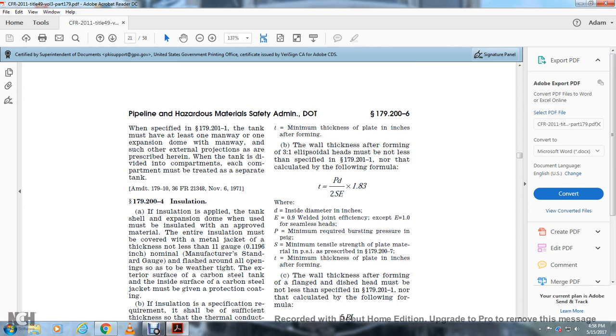B, the wall thickness of a formed 3-to-1 ellipsoid head must not be less than specified in 179.201, nor less than calculated with the following formula. T equals PD over 2SE times 1.83. D is the inside diameter in inches. E is 9/10 of the welded joint efficiency, except 1.0 for seamless heads. P, minimum required bursting pressure in PSI gauge. S, minimum tensile strength of the plate material in PSI as prescribed in 179.207. T is the minimum thickness of the plate in inches after forming.